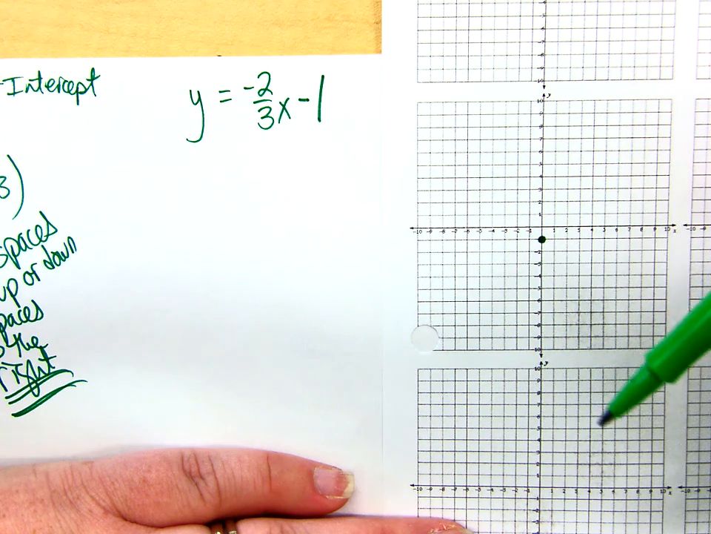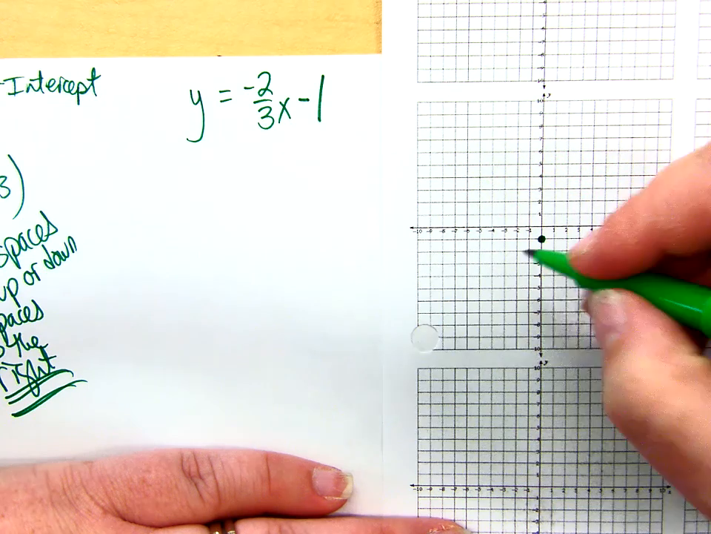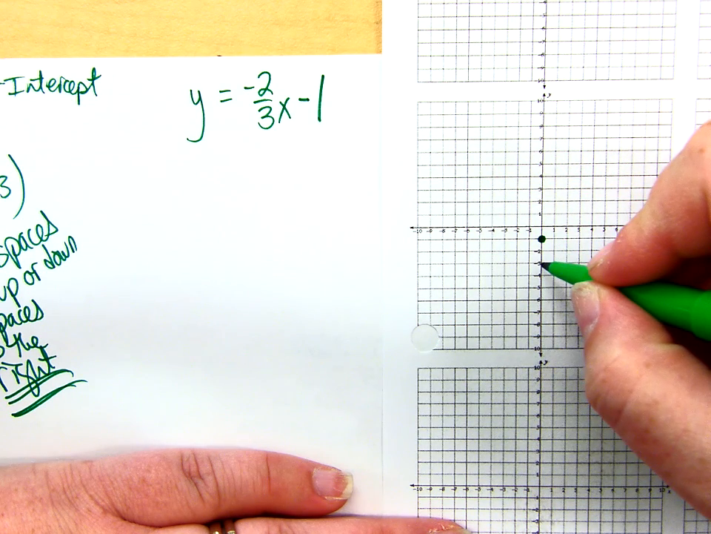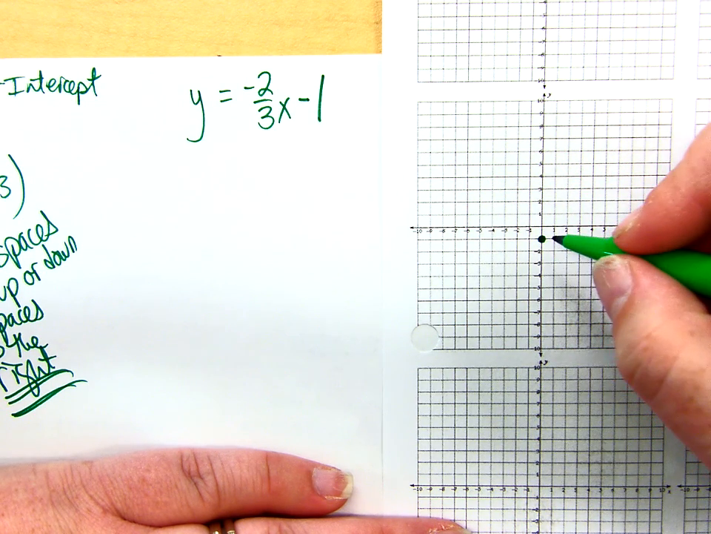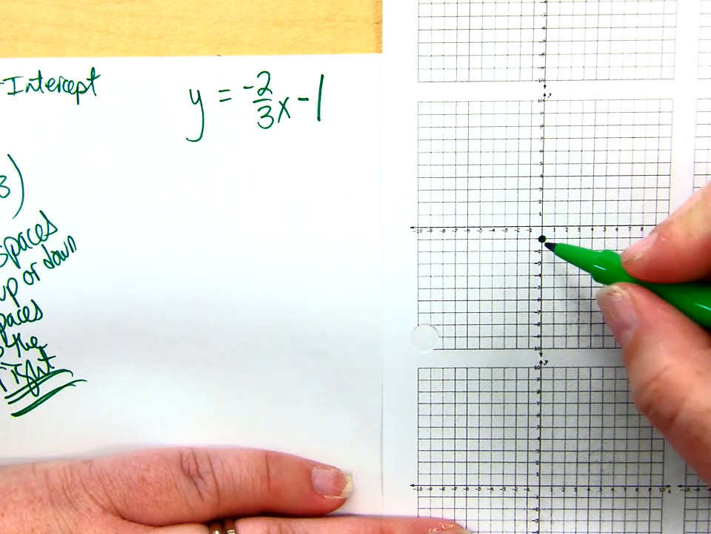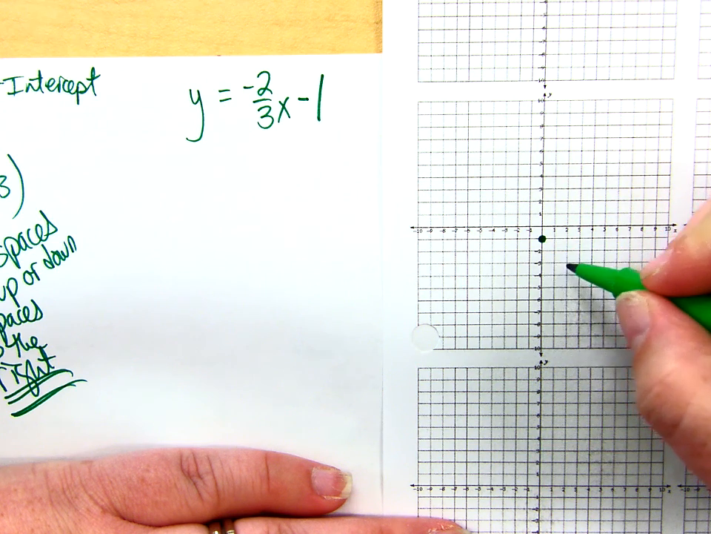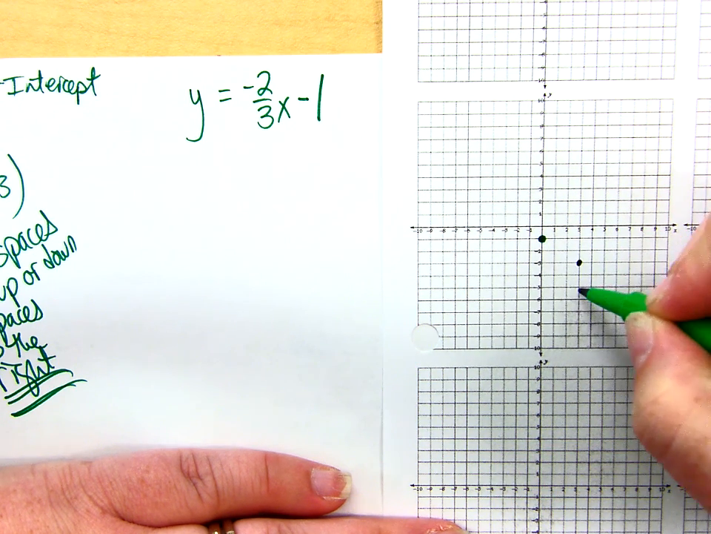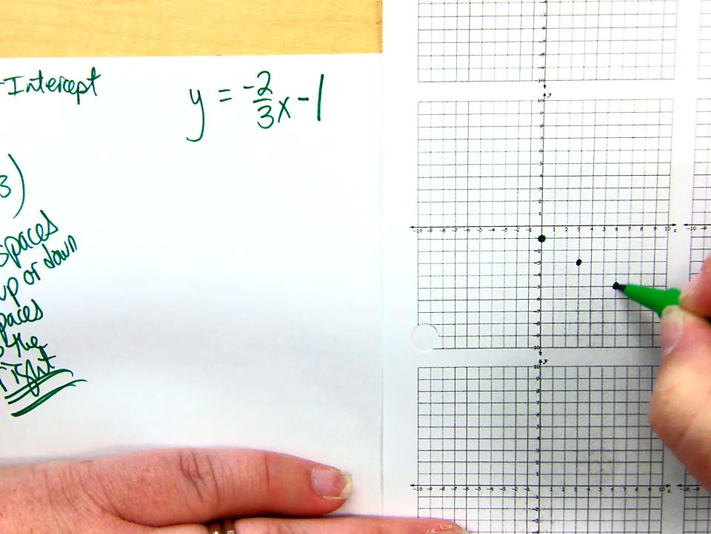A negative 2/3 slope. Where do you go from that dot? When you say over, which way? To the right. Always to the right. So I'm going to go down 2, to the right 1, 2, 3. Down 2, to the right 1, 2, 3. There's your line this time.